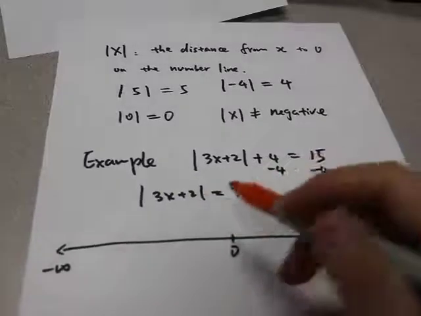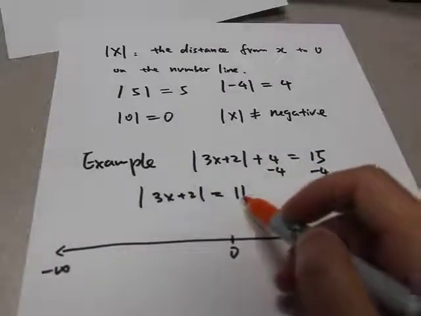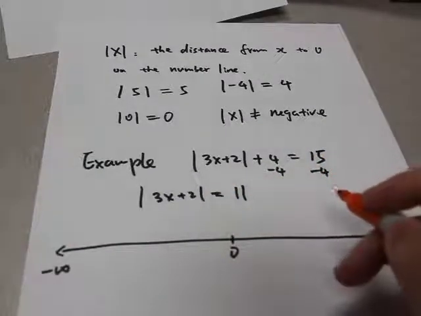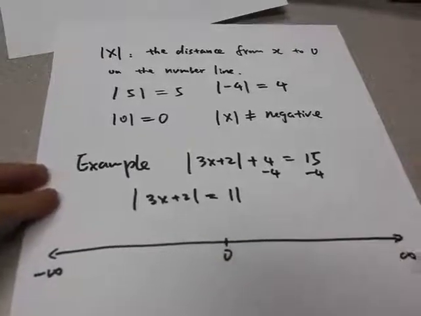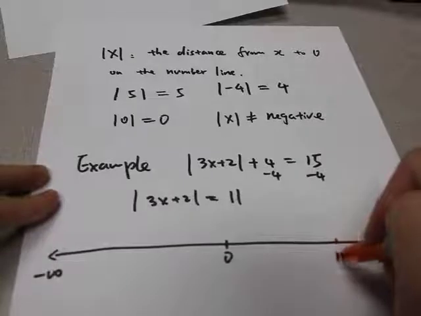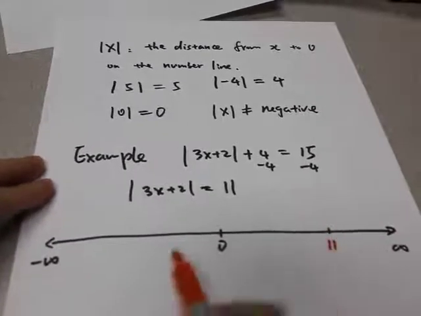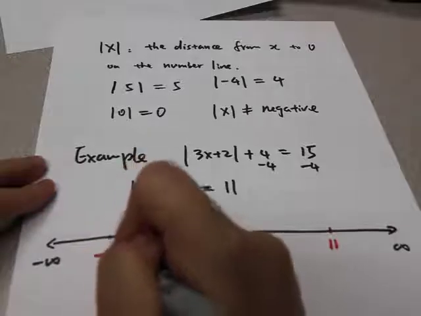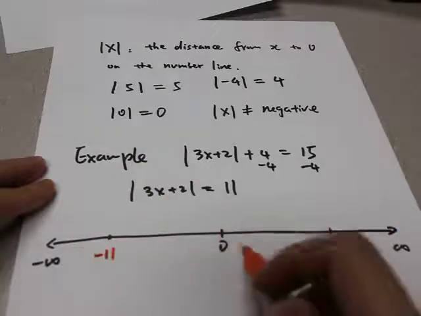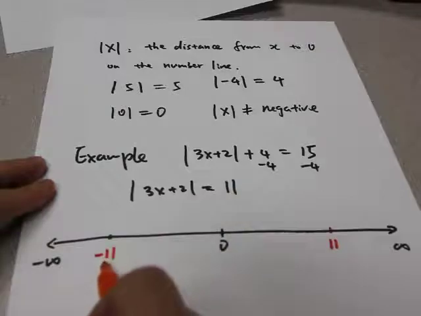Because this equals 11, let's think about which numbers have a distance to 0 of 11. The first number is 11, right? And there is another number from which the distance to 0 is also 11. That number is -11.